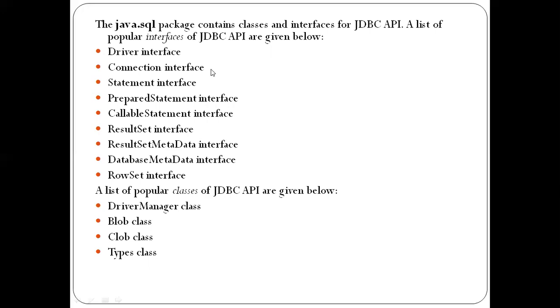Second one is the connection interface. And we have third one statement interface. Fourth one is the prepared statement interface. And fifth one is the callable statement interface. And sixth one is the result set interface. Seventh one is the result set metadata interface. And eighth one is the database metadata interface. And ninth one is the row set interface. So total we are having 9 interfaces in the java.sql package. And list of popular classes of JDBC API are driver manager class, blob class, clob class, and types class.